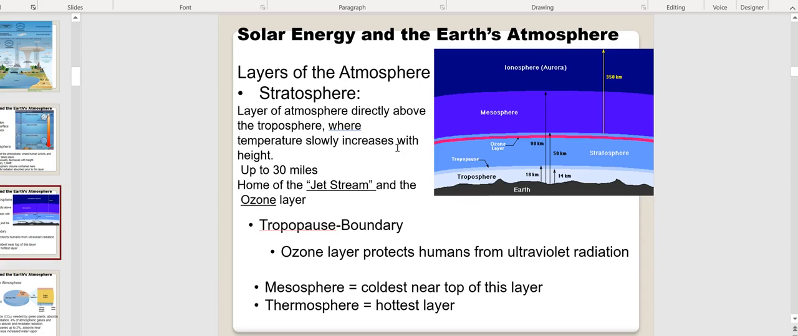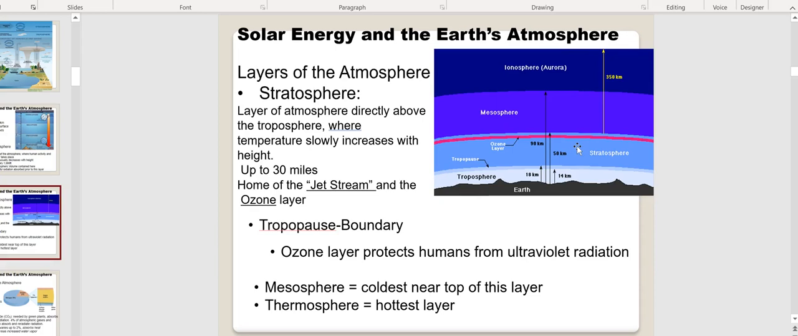Remember, in the troposphere, as you go up in elevation, your temperature is going to go down. Like when you go into the mountains, for example, on a hot summer day, the temperature goes down. Well, guess what? If you are in the stratosphere and you go up in elevation, your temperature is actually going to go up. Why is that?